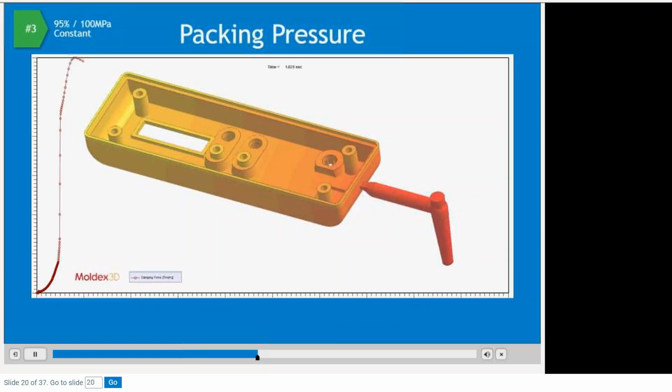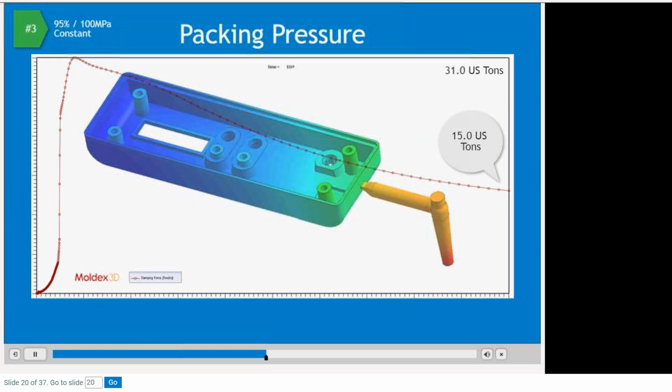Isn't that interesting? The packing pressure and clamp tonnage graph shows that the required clamp tonnage increases to about 31 US tons. Note that there is still significant residual pressure inside the cavity at the end of packing of 15 US tons.